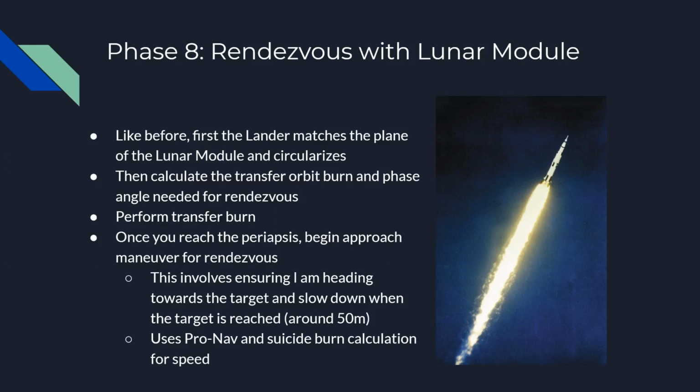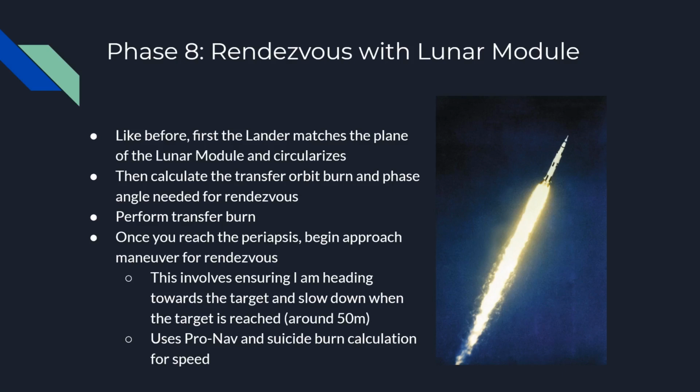All right, so we've ascended, and now we're in an inclined parking orbit. The next part will be phase 8, which is rendezvous with the lunar module. This script follows pretty much the exact same calculations as the one that we used to intercept with Minmus, except for the very last part, where there's added logic to actually rendezvous with the vessel. Again, we're going to be matching the orbital planes of the two, by changing the longitude of ascending node and the inclination of the lander. And then we'll do the Hohmann transfer to rendezvous with the ship.